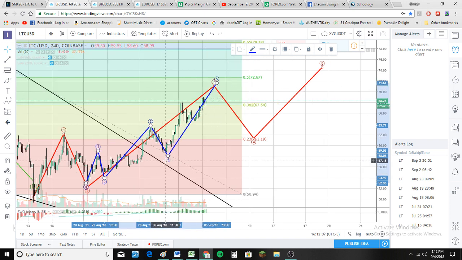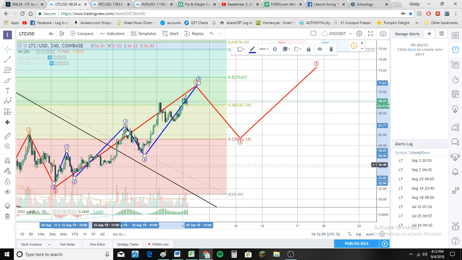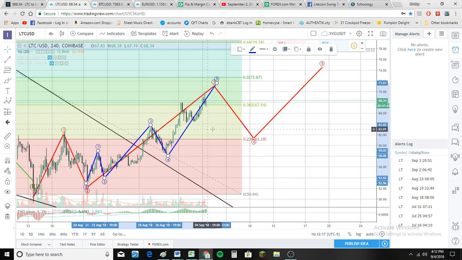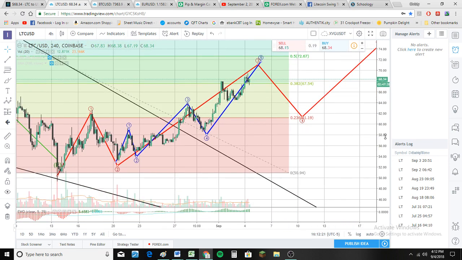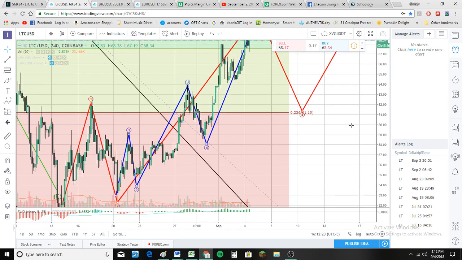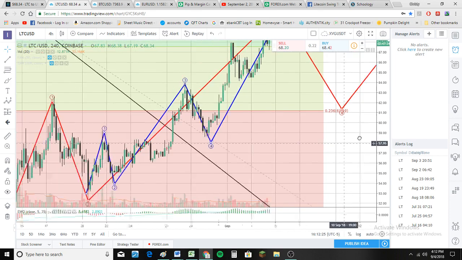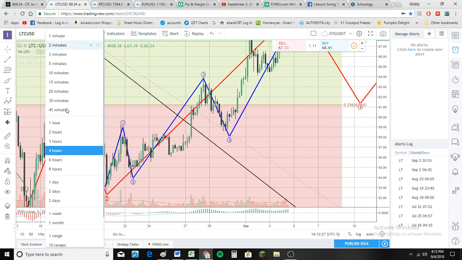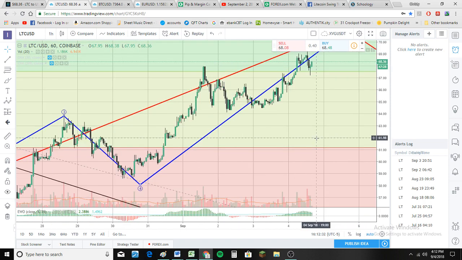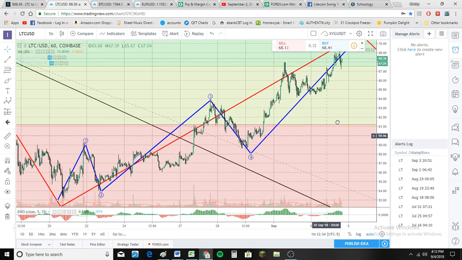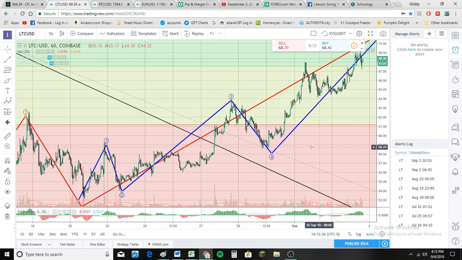So in that kind of count, I'd have to be able to count 5 subwaves in here for this 3. Then the 4 would be put in, and then I'd have to be able to count 5 subwaves in this 5. Is that possible? Well, let's see if we can verify and validate that. So I'm going to zoom in here and go down to a smaller time frame of the 1 hour, and we're going to see if we can just zoom in on this third wave and count 5 subwaves.